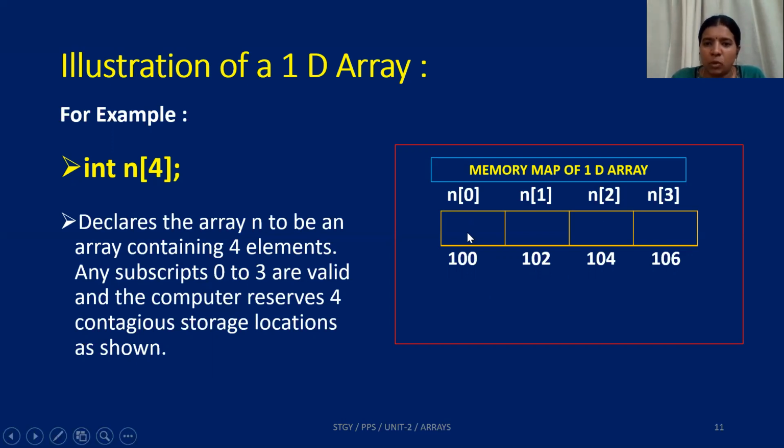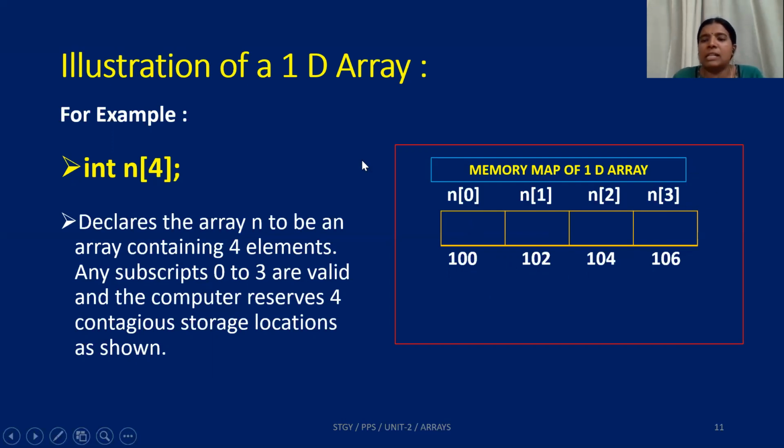So therefore, n of 0 holds the first element, n of 1 holds the second element, n of 2 holds the third element, and n of 3 holds the fourth element. And these are the memory addresses. Assuming that these are the memory addresses, they will be stored in contiguous locations, and the indexing of the array starts from 0 to 3.